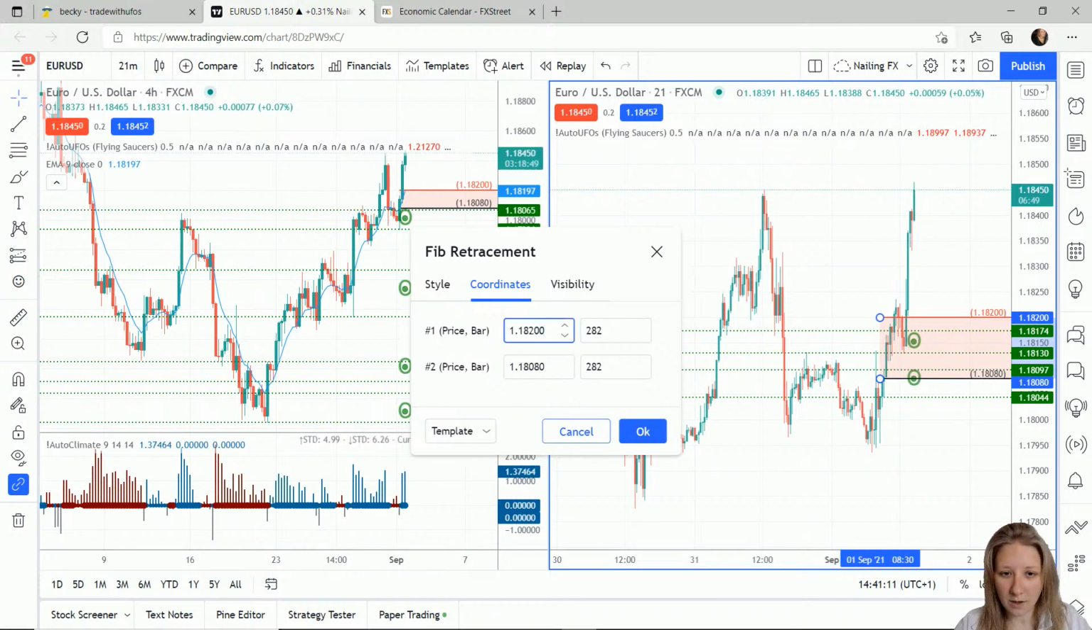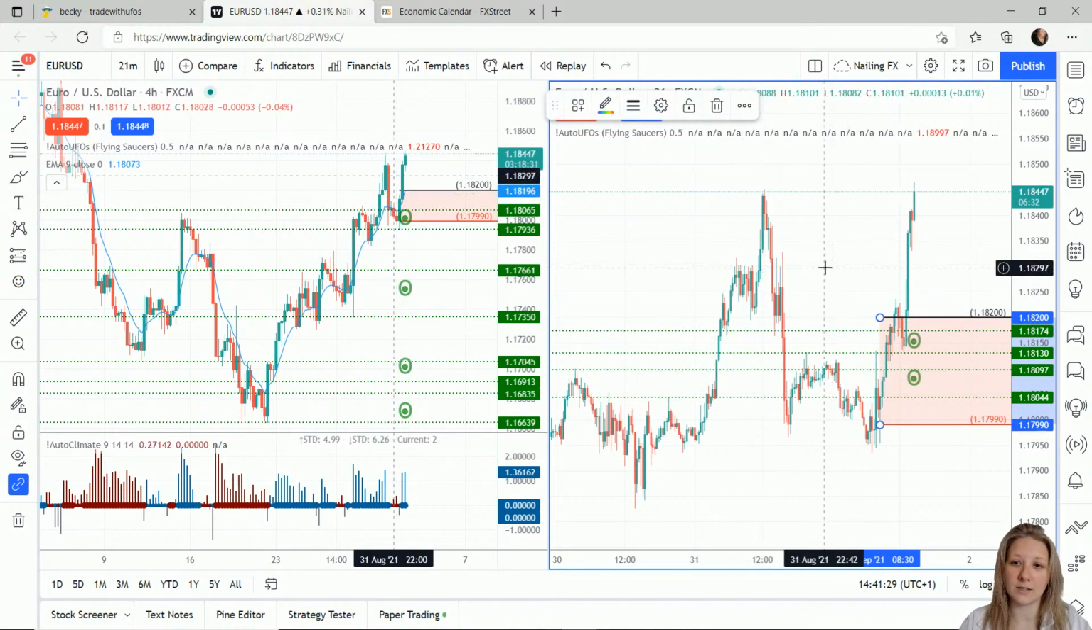So I'm actually going to just change the colors over. We're going to take this bottom number, which is 1.1804, round that down to 1.1804, take off 5 pips, which is 1.1799. And that's going to be our entry and stop.